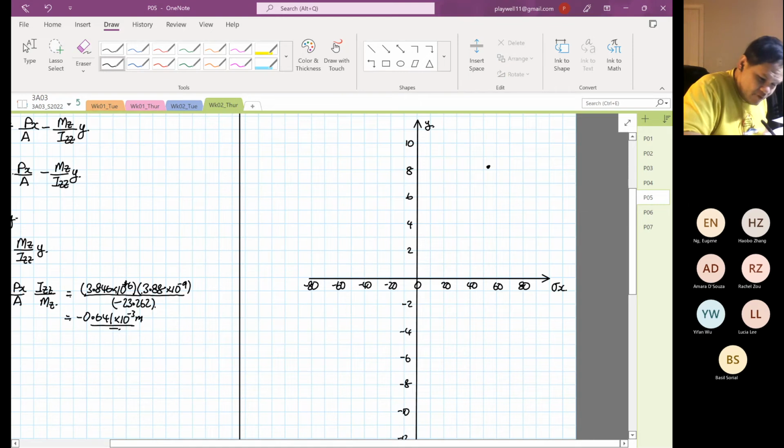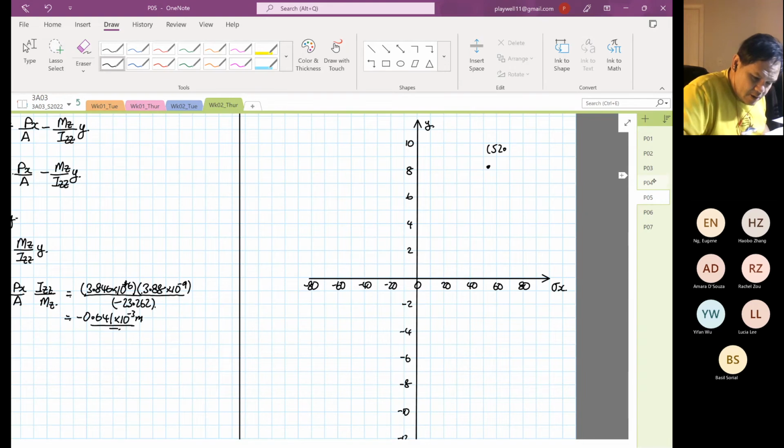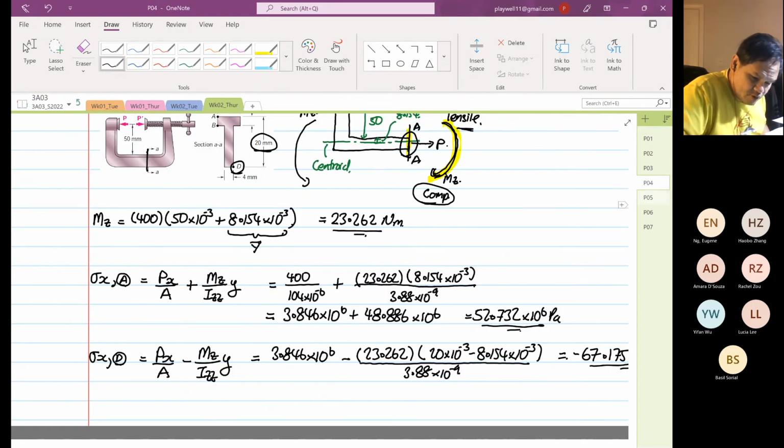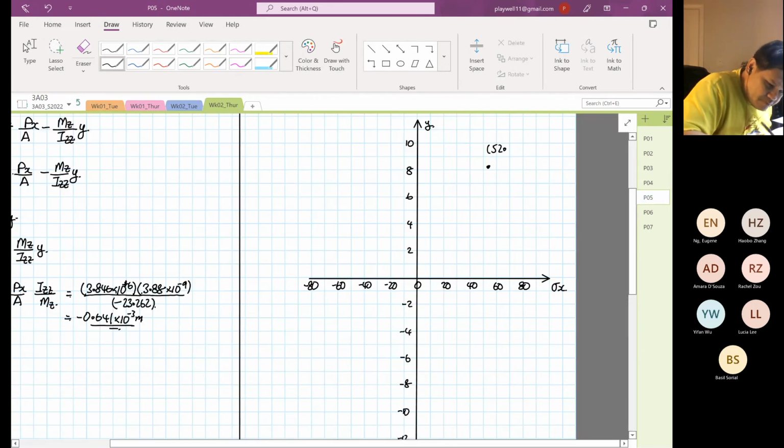Okay, so you will put down here. This is where you have your 52.732, and then 8.154. Okay. So this is in megapascal, and this is in millimeters.